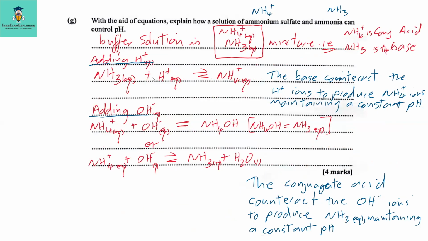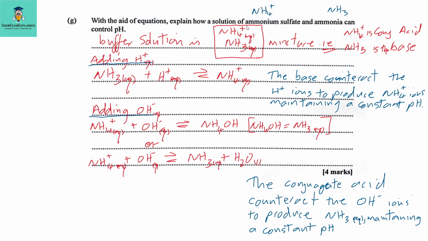Part G. With the aid of equations, explain how a solution of ammonium sulfate and ammonia can control pH. So a solution of ammonium sulfate and ammonia pretty much is a buffer solution, and therefore it should resist changes in pH. So in this case, the buffer solution is a mixture of ammonium ion and aqueous ammonia.